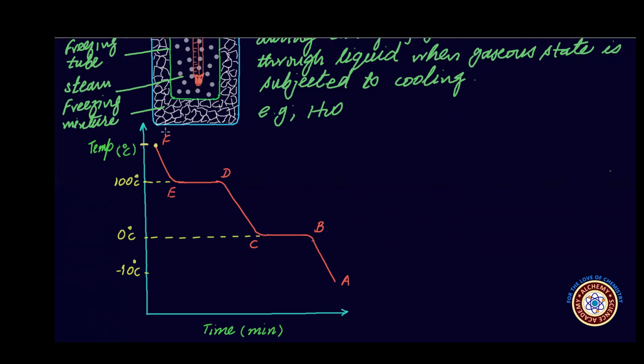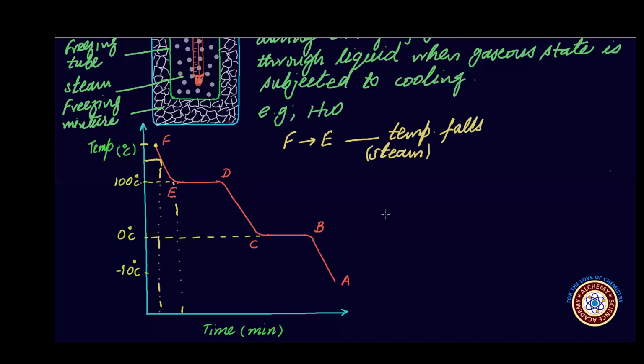We see that from F to E the temperature of steam decreases with time, as is obvious from this curve. For example, at this point of time the temperature is this much, and at this point it is this much. So with the advent of time, the temperature of steam goes on decreasing. So from F to E the temperature falls, and the state of matter that exists is steam.